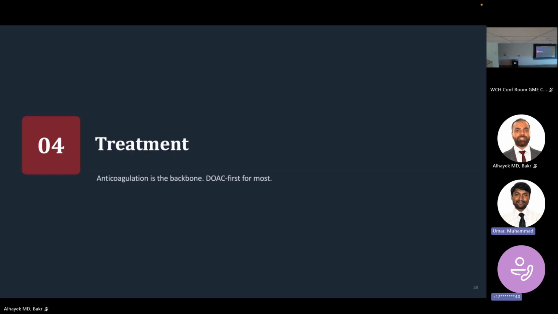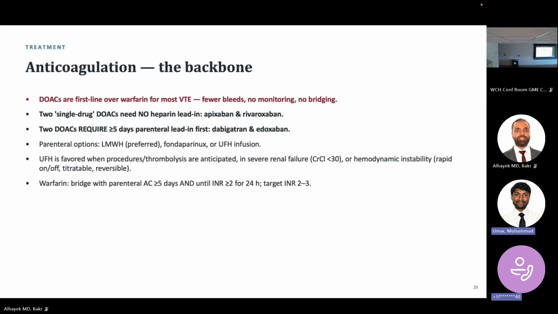Let's see. Okay, treatment. So anticoagulation is the backbone. Like every patient with VTE, they need anticoagulation. The difference is the duration only. Okay, so this is like 6 points. This is the backbone of treatment. So DOACs are the first line over warfarin.